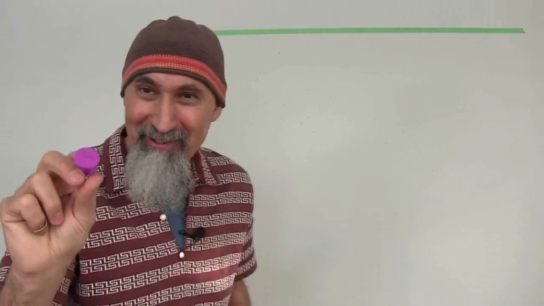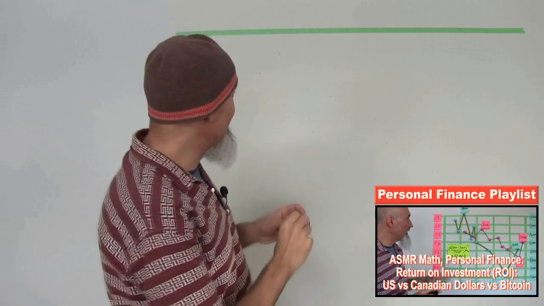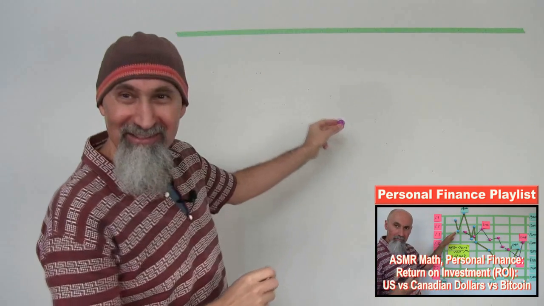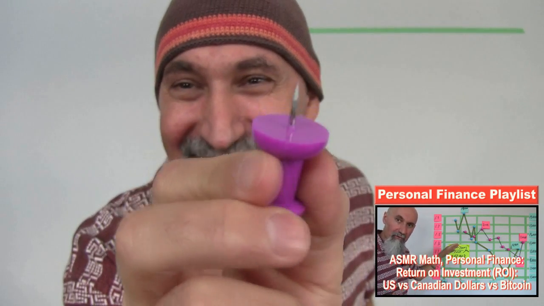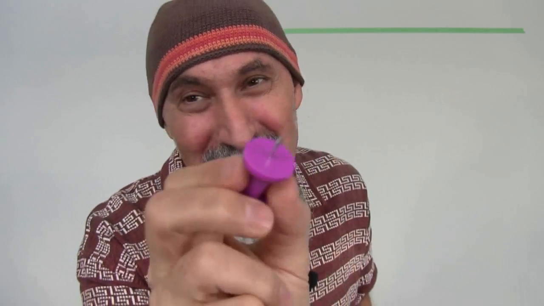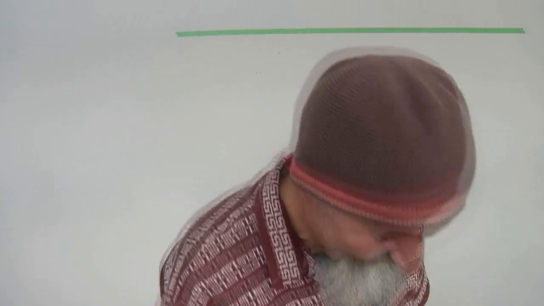Now, these are the big tacks that we've been using, right? And these are the tacks that we ended up using for the personal finance video. We took a look at return on investment with US dollars, Canadian dollars versus Bitcoin and stuff like this, right? And what I've ended up doing is putting a lot of holes in the wall with this because these are pretty thick, right? So just a reminder to myself, I gotta go get myself some little tacks that we can end up using to do this again, right?